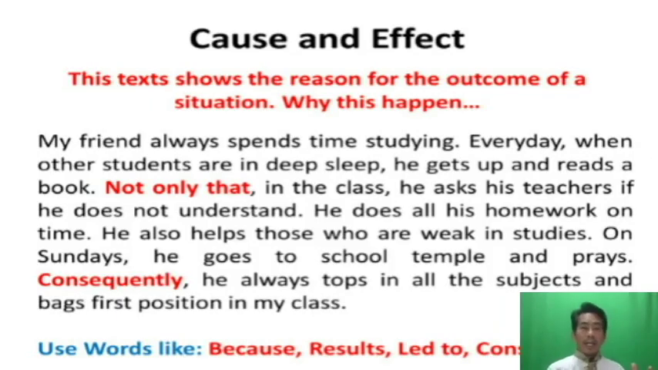Okay, there is one cause, and the cause has this effect. We have one effect, and the effect, its main cause is this and that. So this type of text is called cause and effect. Now, let us see what cause and effect text is. This text shows the reason for the outcome of a situation. Why this and this happen.